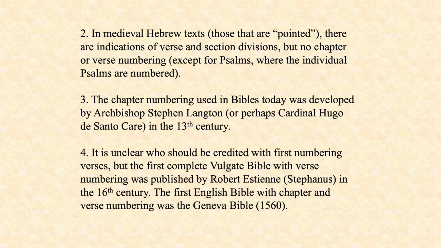The chapter numbering used in Bibles today was developed by Archbishop Stephen Langton or perhaps Cardinal Hugo de Santo Caro in the 13th century. And it is unclear who should be credited with the first numbering of verses, but the first complete Vulgate Bible with verse numbering was published by Robert Etienne in the 16th century. The first English Bible with chapter and verse numbering was the Geneva Bible in 1560.